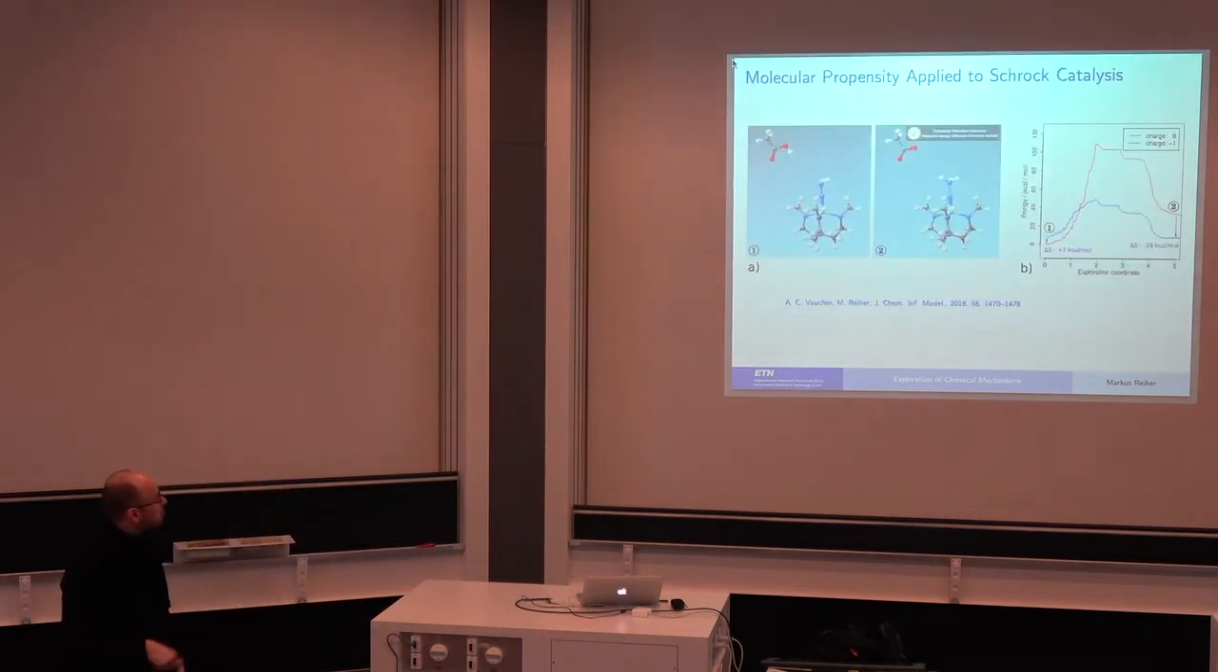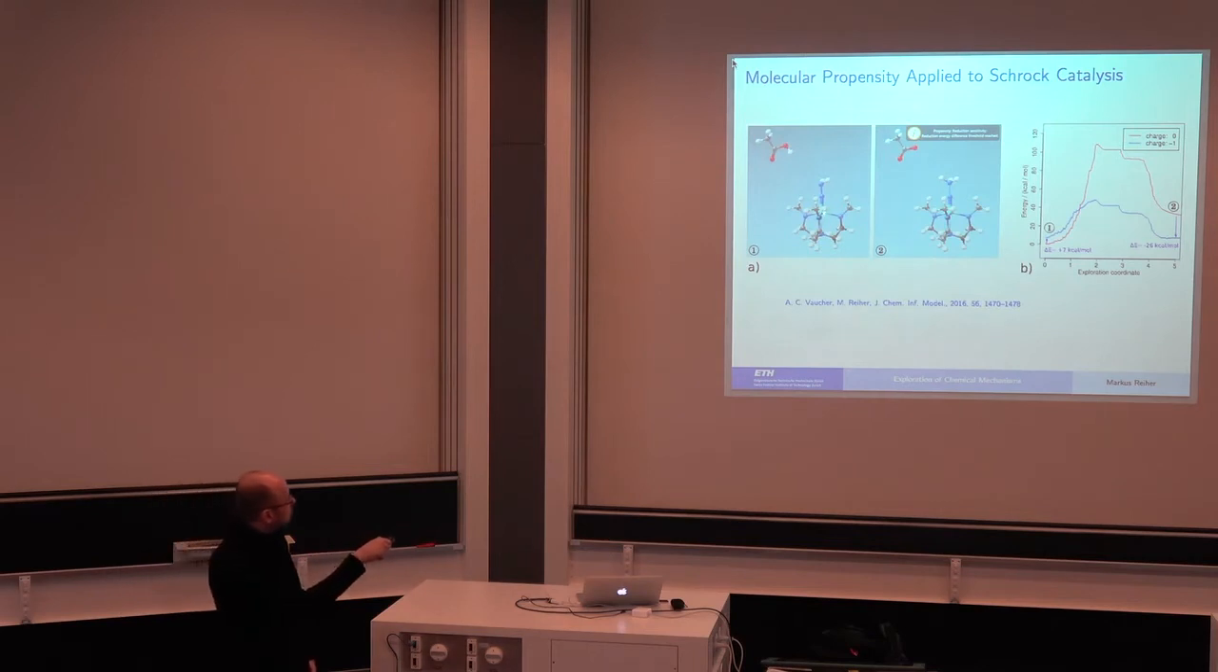This is an example for the Schrock system. You see the molybdenum center here. We have simplified the ligand, the environment. You see this is a dinitrogen ligand carrying already two hydrogen atoms.